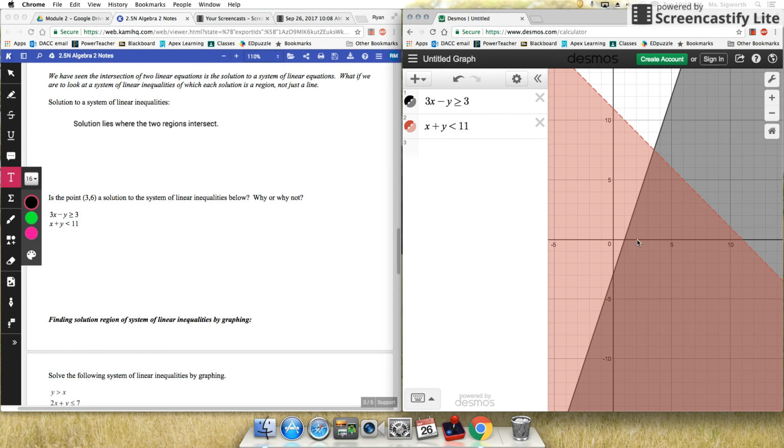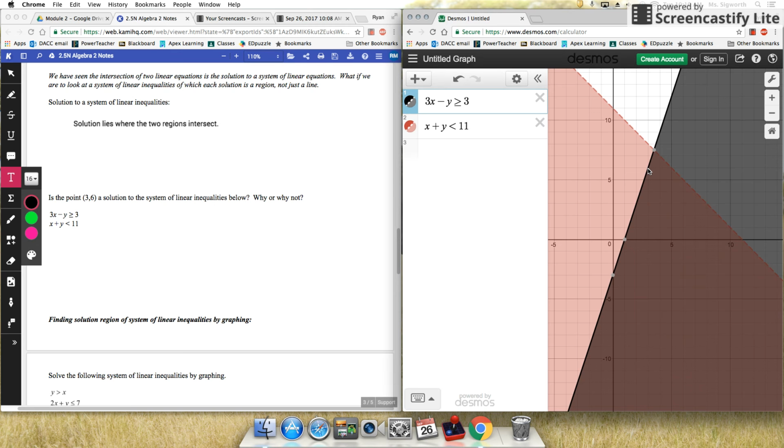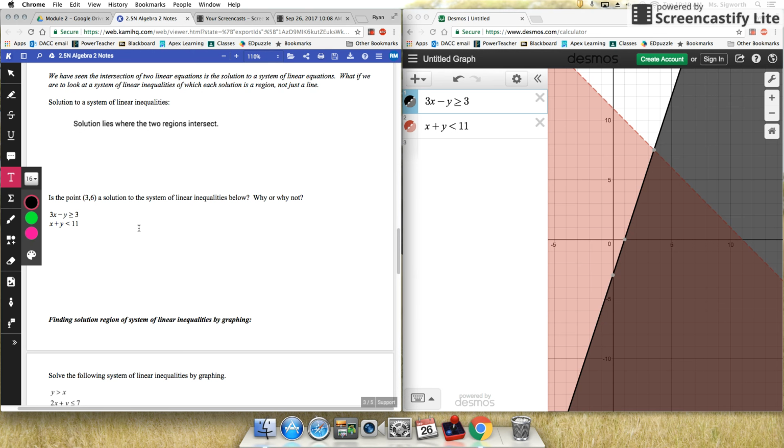So if I go over to 1, 2, 3, and up to 1, 2, 3, 4, 5, 6, it looks like that's right on the line. Well, because this line is solid, because it can be equal to, I'm going to say yes, because it lies on the line 3x minus y is greater than or equal to 3. So it is a solution and it does satisfy both.